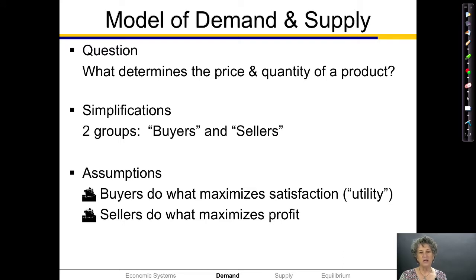The second assumption is that the sellers are doing what they do in order to maximize profit. So their goal is to maximize that difference between total revenue and total cost. Later on in the semester, we'll talk more about the profit maximizing decisions of firms. Today, all we're going to talk about is this bringing together of suppliers and buyers, of sellers and buyers.